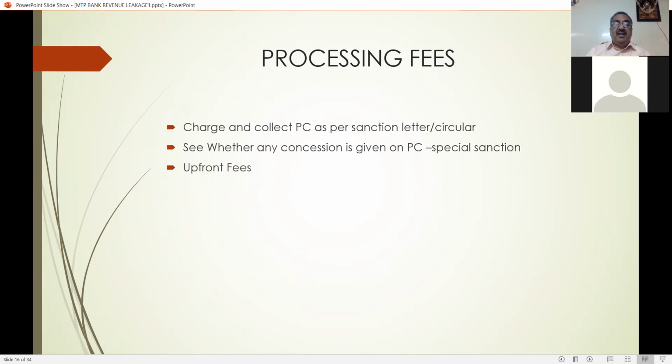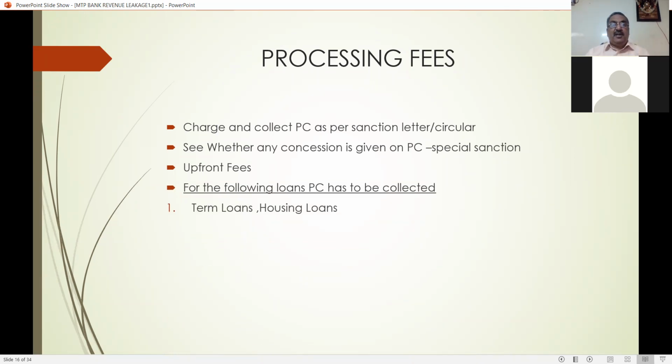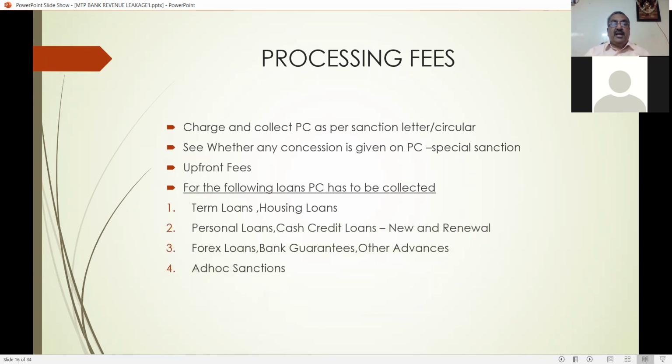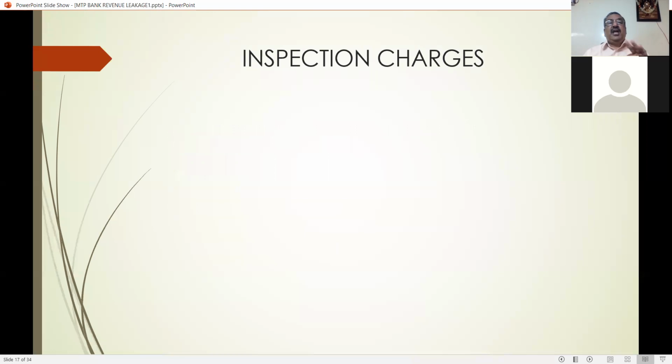And upfront fee, I said, is paid along with the application. The party has to make the payment to the banker. That means if the loan is not sanctioned, then the upfront fee will not be repaid. So this is a very, very dangerous thing when you make the payment through upfront fee. And for the following loans, processing charge has to be collected. What are they? Term loan, housing loan, personal loan, cash credit loan, packing credit, forex loan, ad hoc sanction. For any loan, it is very simple, processing charge has to be collected by the bankers.